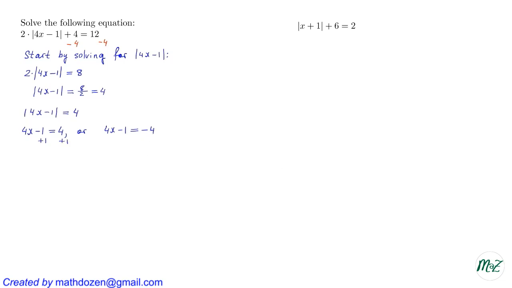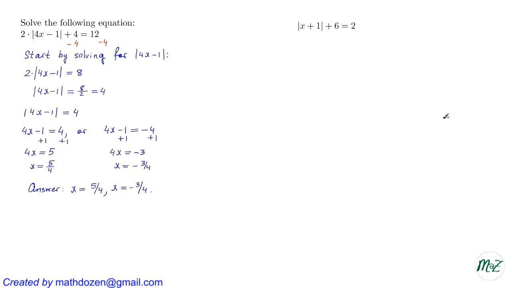So working on the left option, we add 1 to both sides. We end up with 4x being equal to 5. And then divide both sides by 4, we get x equals 5 quarters. Moving on to the right side equation, this 4x minus 1 equals negative 4, so we'll also add 1 to both sides. We end up with 4x being equal to negative 3. So x is equal to negative 3 quarters. And that's what we're going to have for the answer. Two numbers, x equals 5 quarters and x equals negative 3 quarters.